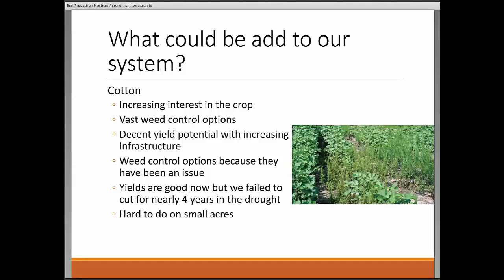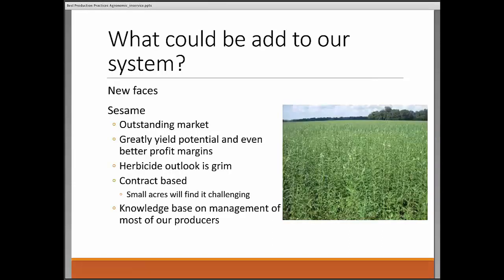One of the new players, or new kids on the block, is sesame. If you've ever talked to growers that have sesame, they either absolutely love the crop or they hate the crop. One of the reasons why they love the crop is the market right now is outstanding. The Chinese demand for sesame is more than we can possibly produce in one year. And so the demand is going to be high. We just have to get into the market at the right time.